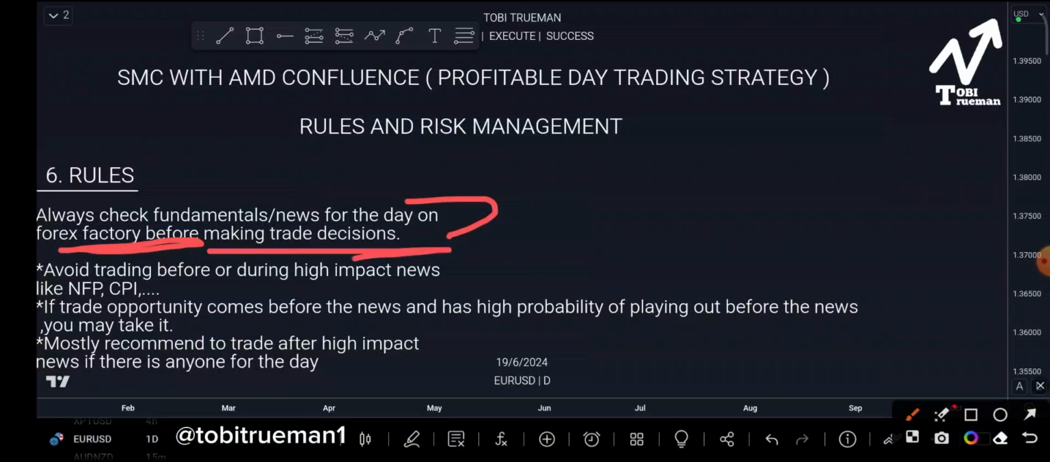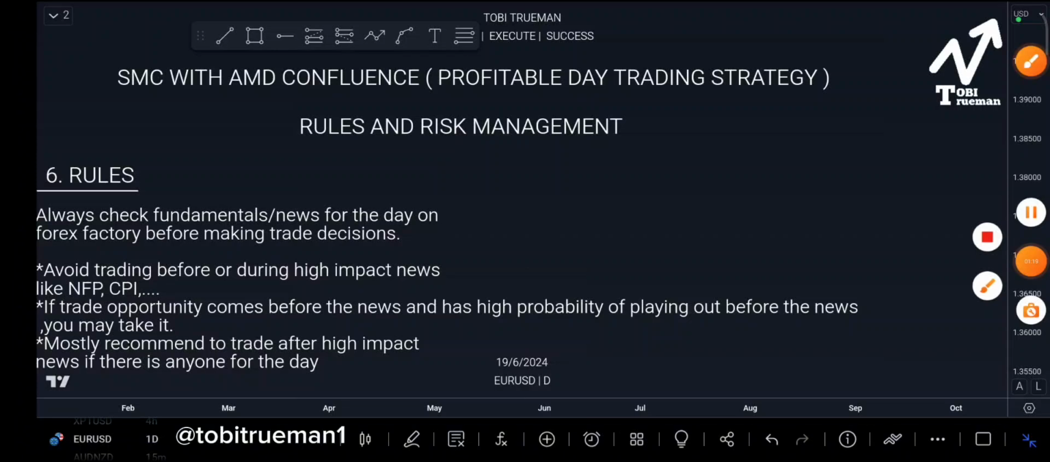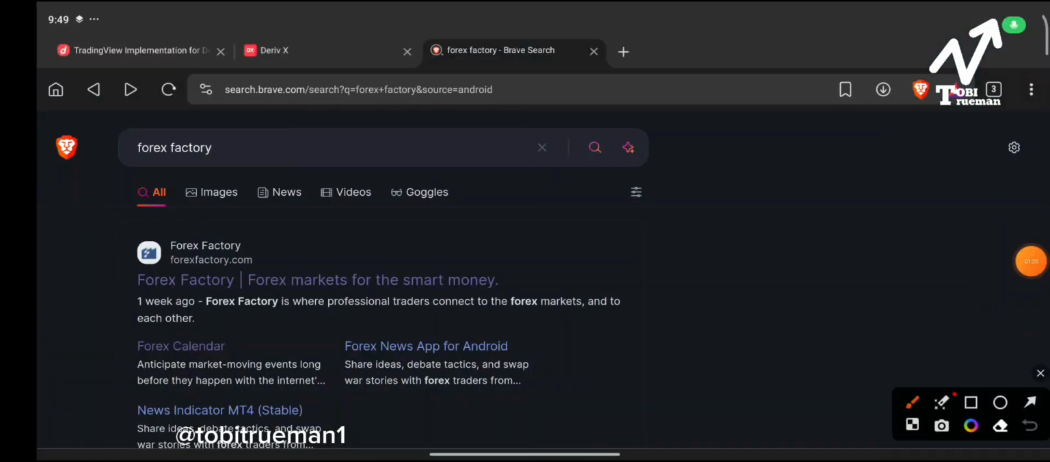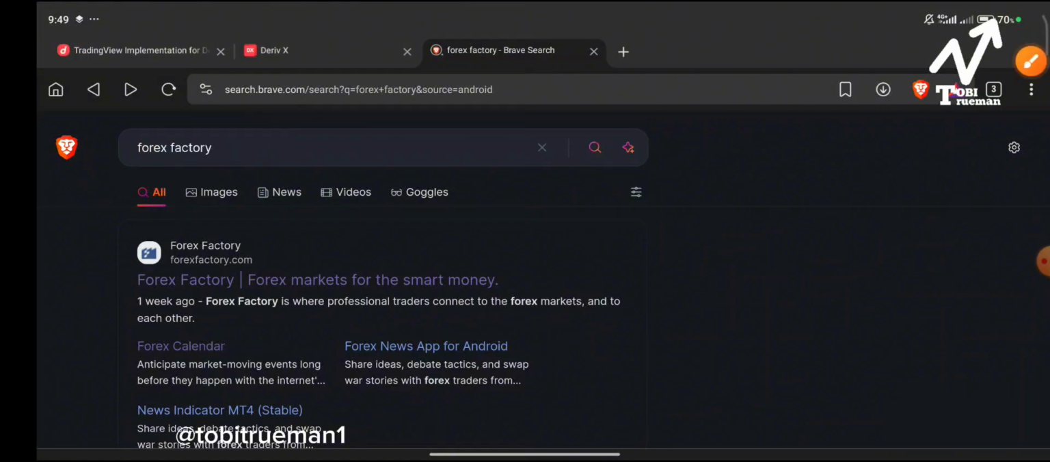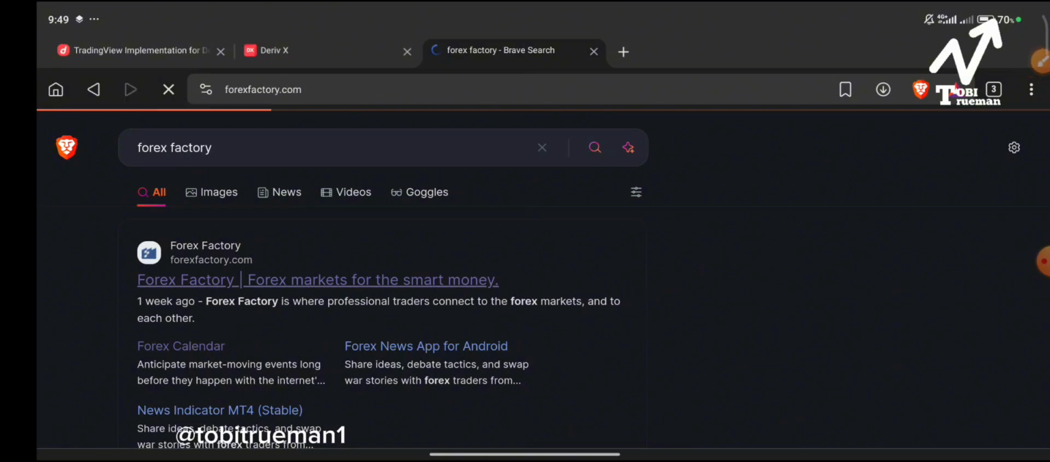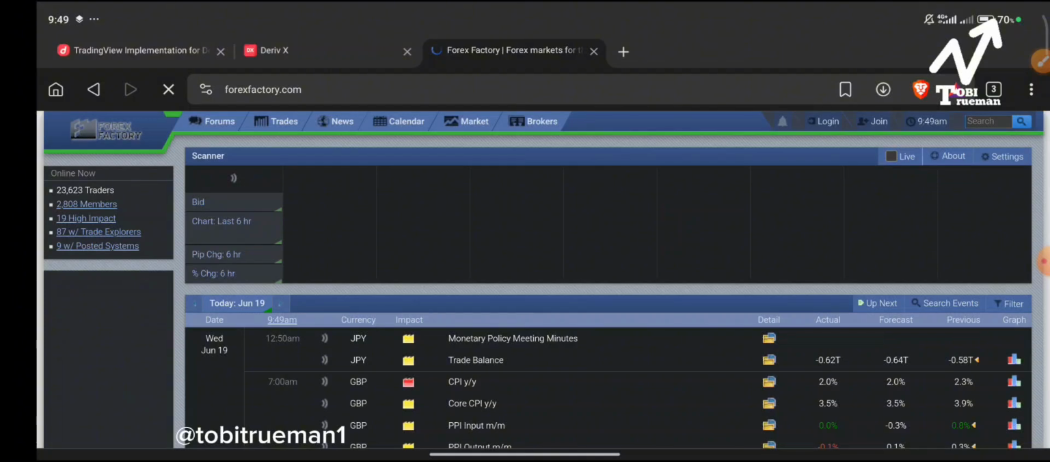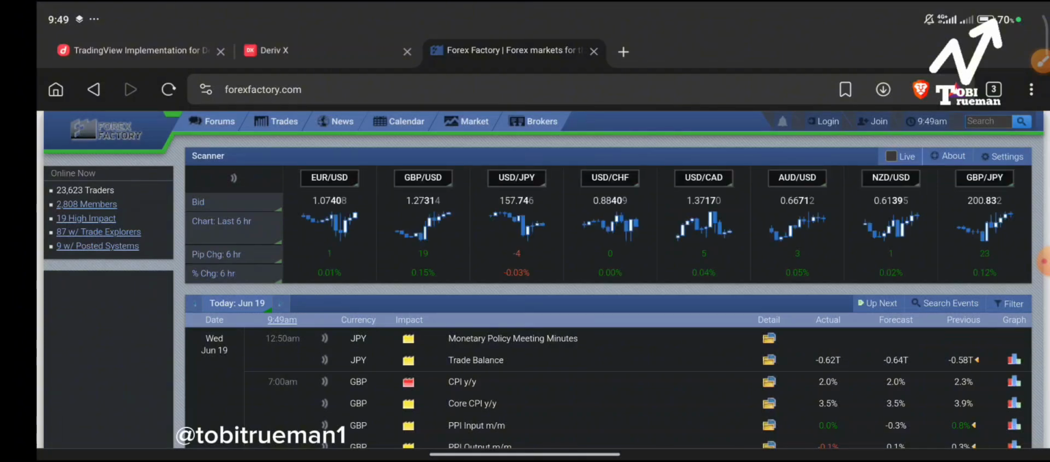decisions. Okay, what do I mean by that? On Forex Factory, this is the website. You just go on your browser, any of your browsers, type Forex Factory, Google it. Then it will pop out like this. It will show forexfactory.com. Click on it. So when it pops out, it's going to show you something like this.